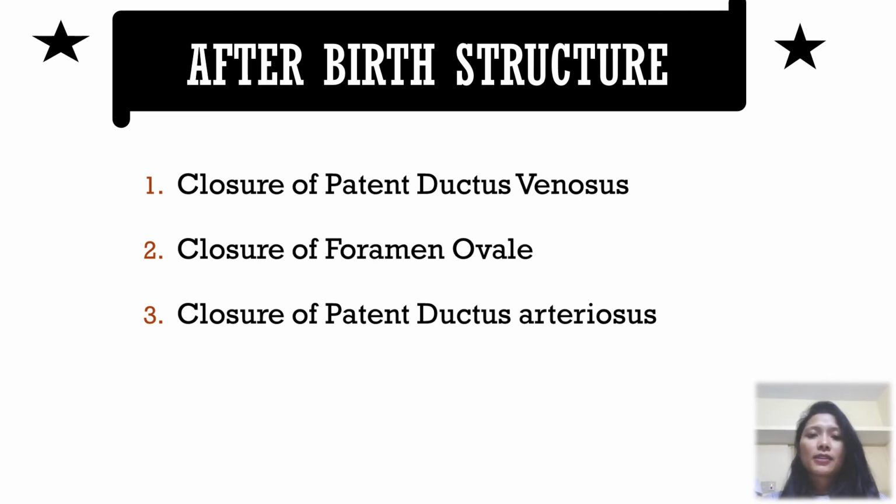After the delivery, all these structures will be closed. With the closure taking place, the baby's lungs, which were filled with fluid as I said, will instead be filled with oxygen and carbon dioxide. So you should mention that before the delivery these are all patent, but after the delivery there is closure of the patent ductus venosus, closure of the foramen ovale, and closure of the patent ductus arteriosus. If you are able to mention this in your notes, it will be better as well.